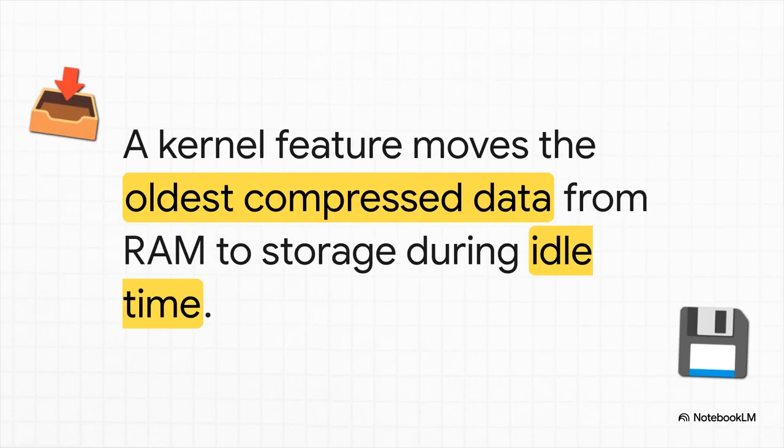The technology that makes this possible is a really clever kernel feature called ZRAM Writeback. What it does is, it intelligently finds the oldest, most stale compressed data that's just sitting in ZRAM, and when your phone is idle, it quietly moves that data out to the slow storage swap file. This frees up precious ZRAM for more important active tasks.